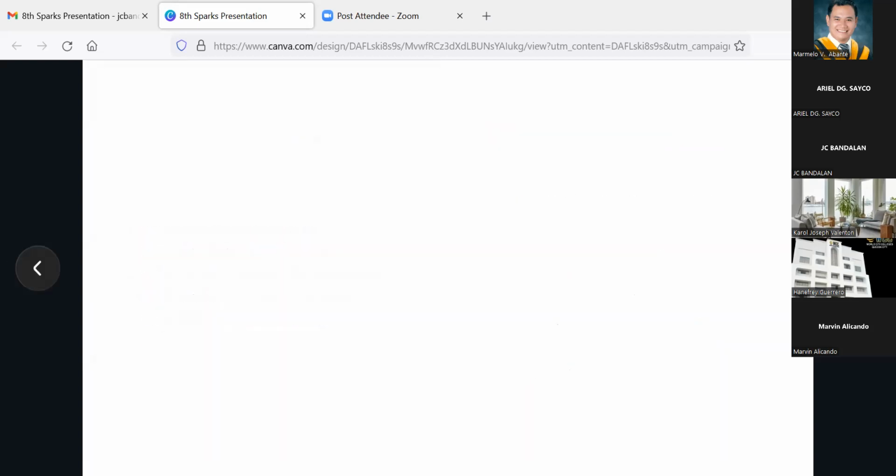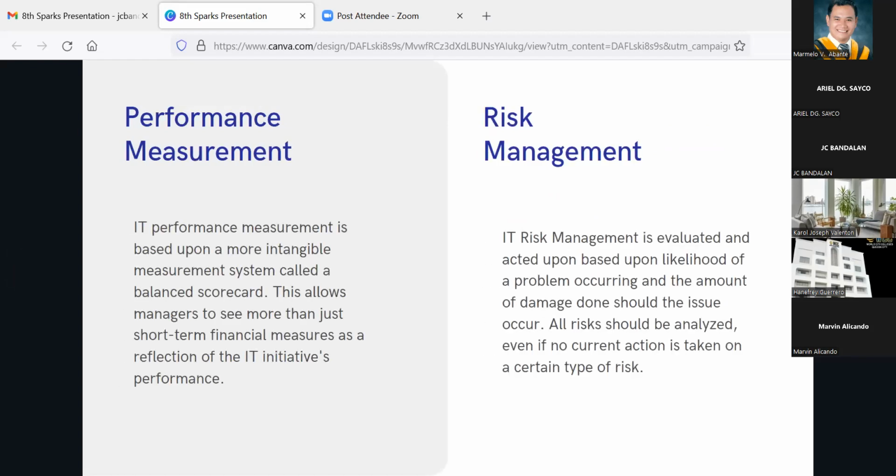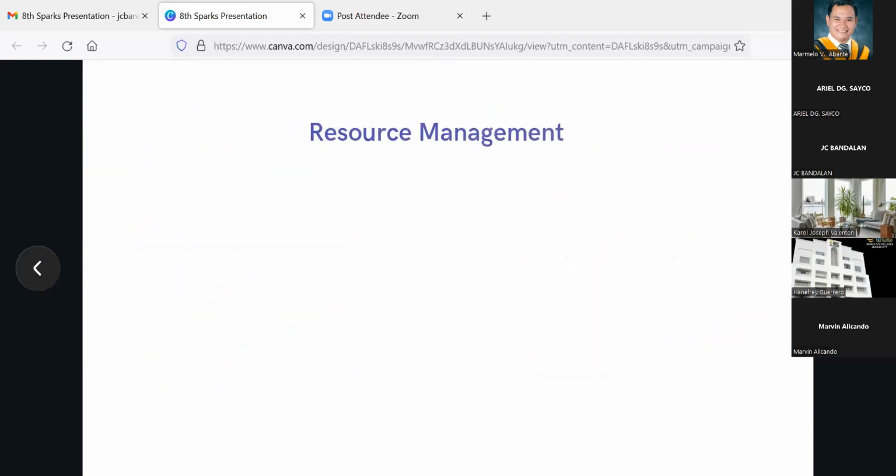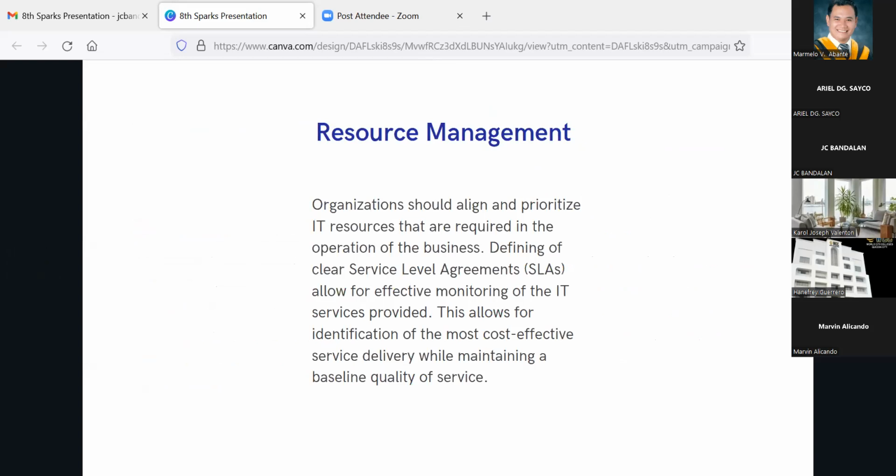So it's very important. Performance measurement, we already mentioned, and risk management is similar to what we mentioned earlier. Resource management: organizations should align and prioritize IT resources that are required in the operations of the business. Defining a clear service level agreement allows for effective monitoring of the IT services provided. So this allows for identification of the most cost-effective service delivery while maintaining a baseline quality of service.